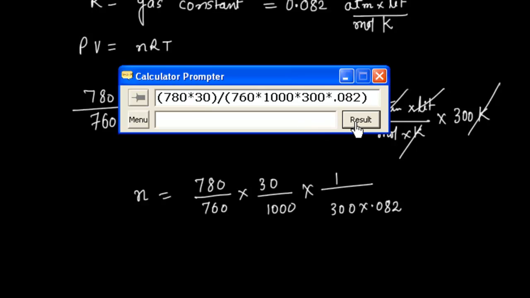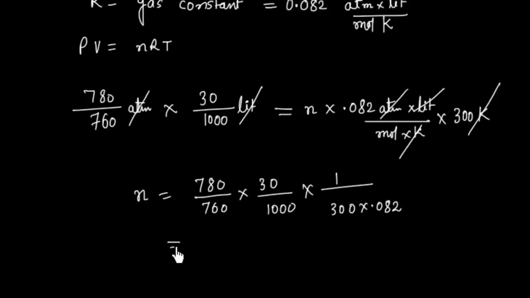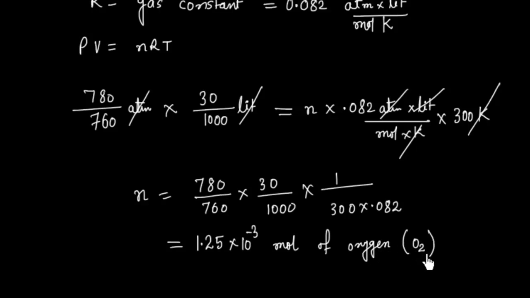Now let us check the result in this case. This comes out to be 0.00125, that is 1.25 into 10 to the power minus 3. So this is the mole of oxygen. So this is the mole of oxygen molecule, that is when I say oxygen, this is O2.